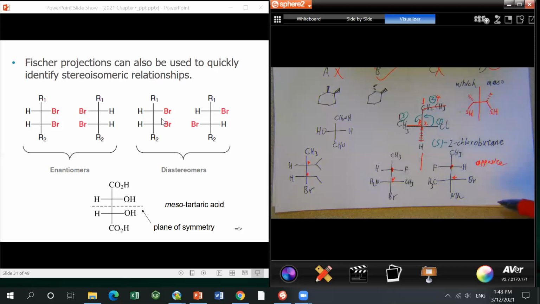Here's a small tip for you guys. For this kind of situation, you are allowed to rotate one carbon. But you can also assign R and S, no problem. If it comes out the same, it will be diastereomer, and if it is opposite, it will be enantiomers.